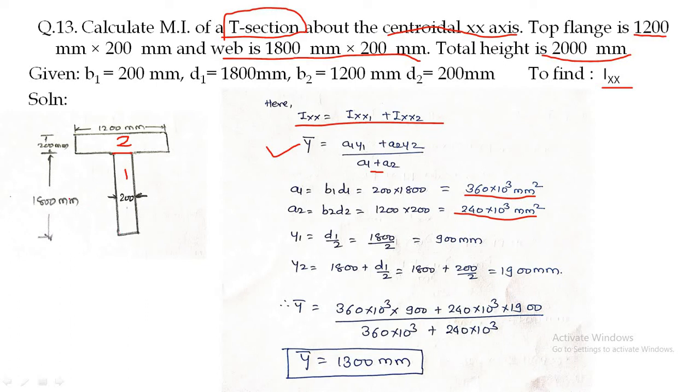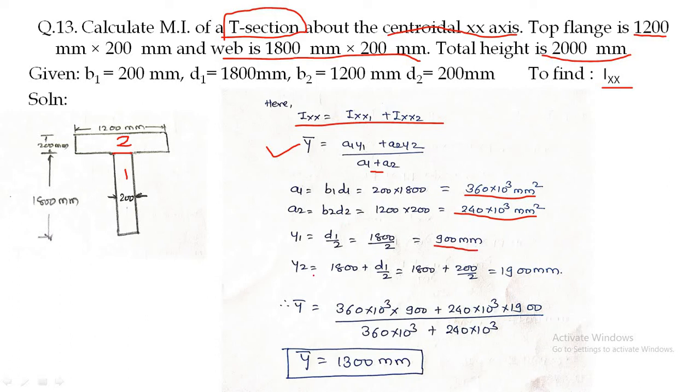Y1 is the distance of the horizontal central axis of the first plane from the bottommost part. So y1 will be equal to d1 by 2. Why? Because it will be at the center of the first rectangle. That is equal to 1800 by 2, which gives us 900 mm.